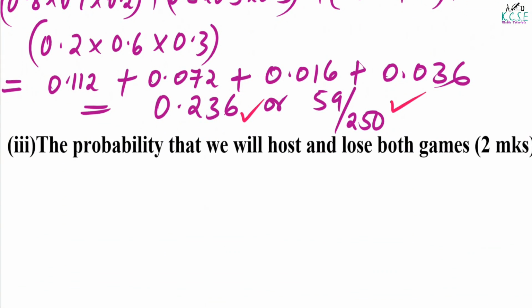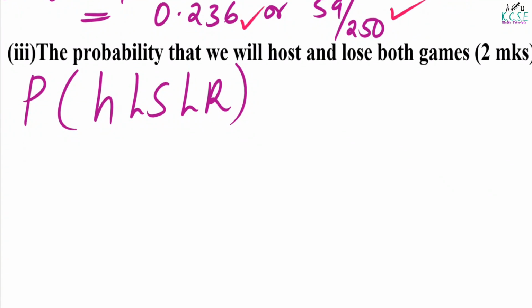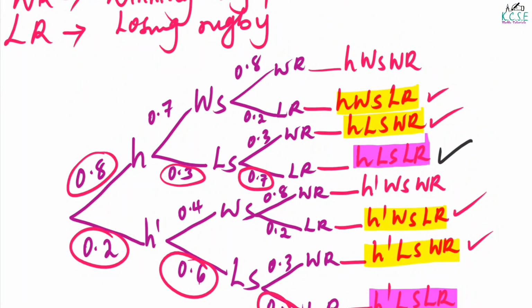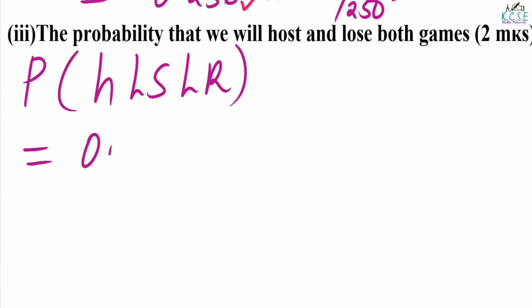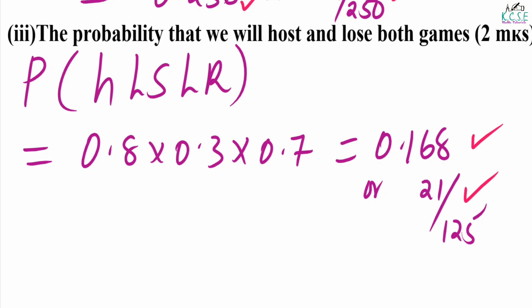So this will be given by the probability of hosting, losing soccer, losing rugby. That is when we host and lose two games. So this will be given by picking the probability. We had already even done this, 0.8 multiplied by 0.3 multiplied by 0.7. And this gives 0.168, or you can leave it in fraction form, which is 21/125. So that is how you're supposed to do that part.